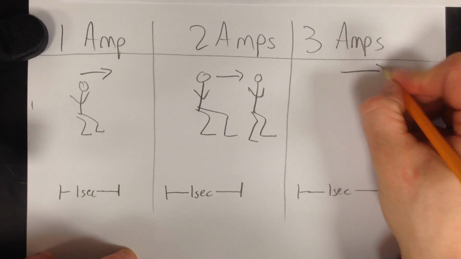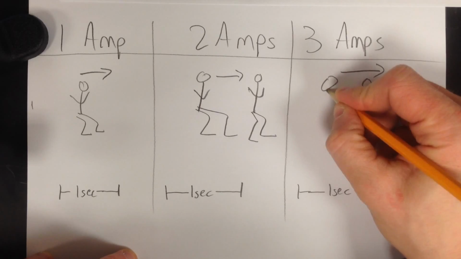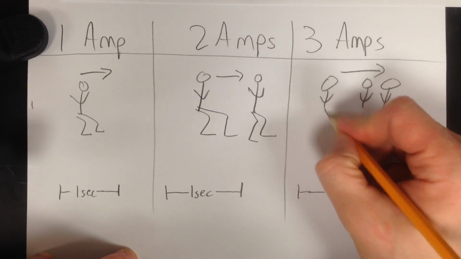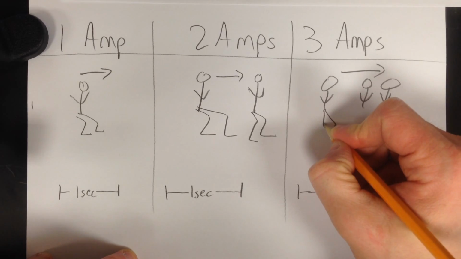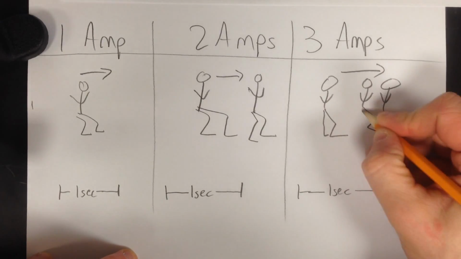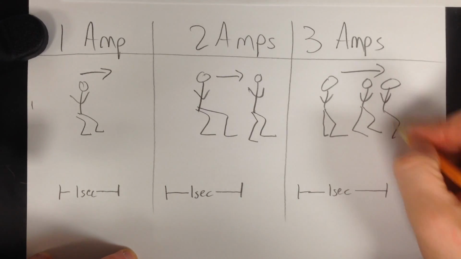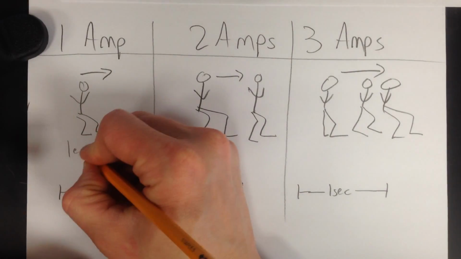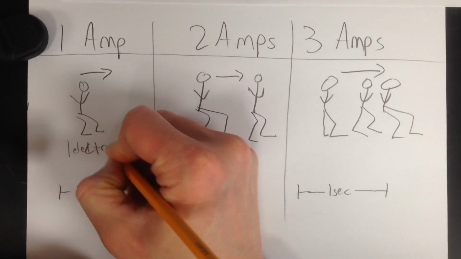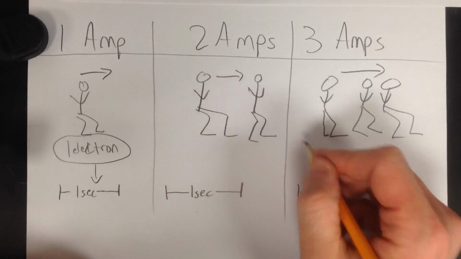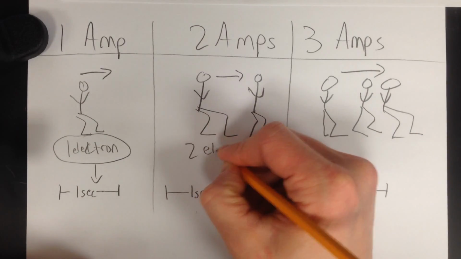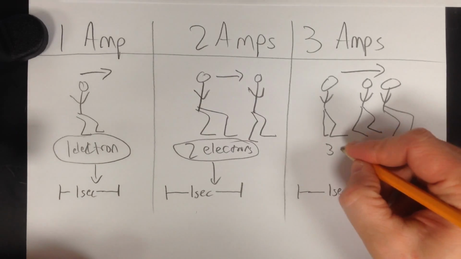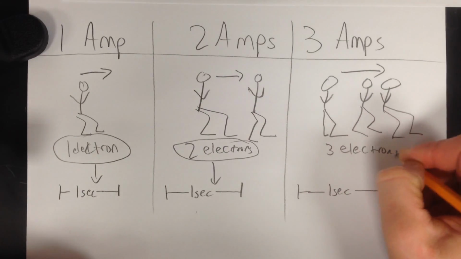And if you have a 3 amp current, what that means is that in 1 second, 3 of these guys passed. So draw yourself those stick figures. That was 1 electron that passed in a second. These were 2 electrons that passed in a second. And 3 amps means 3 electrons pass in a second.